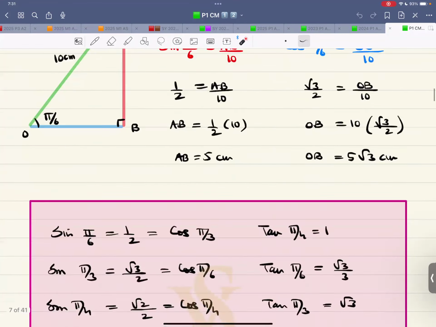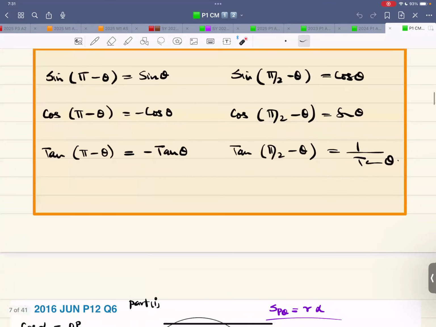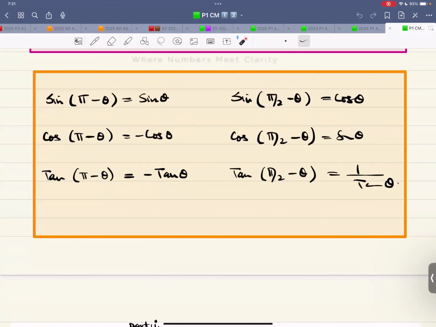And sometimes they ask for exact trig ratios. Sometimes they ask for the answer in terms of surds and pi and all these things. So yes, we should know all these things. These properties are also very important. These are not written in the formula booklet, so they are not in MF19. So you have to remember them.